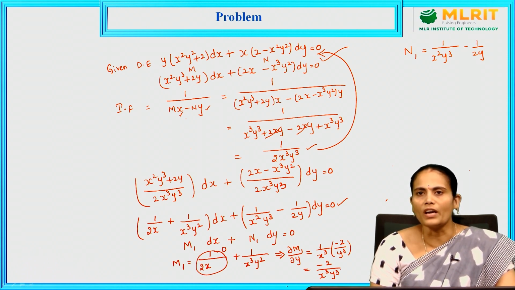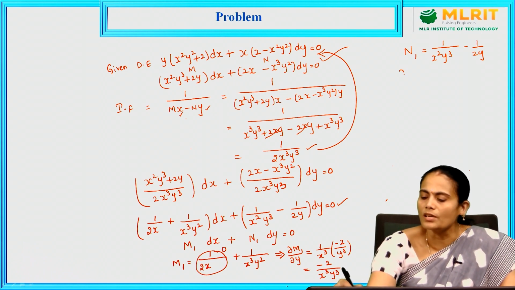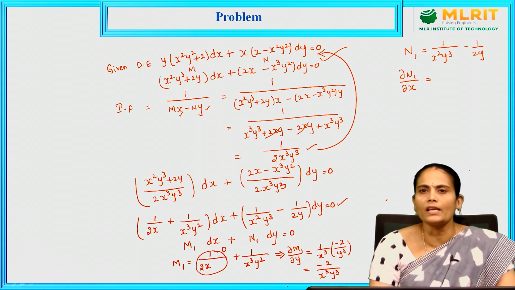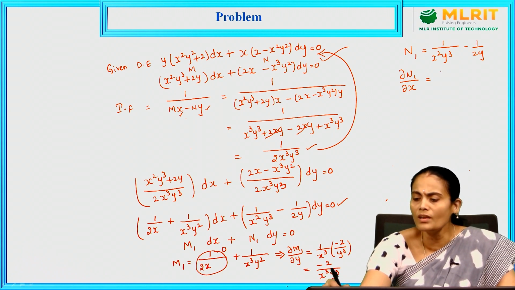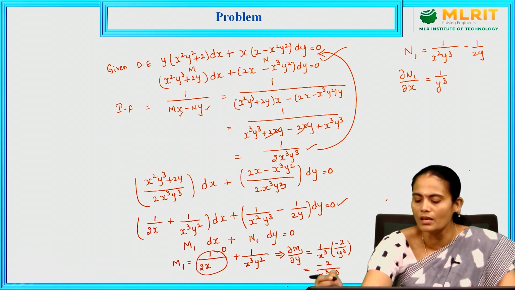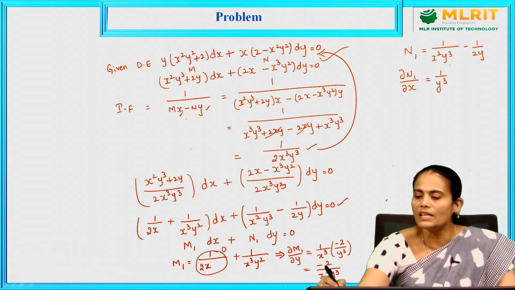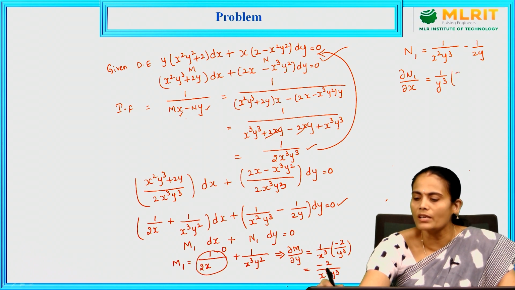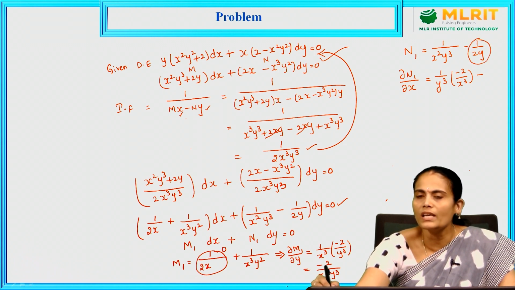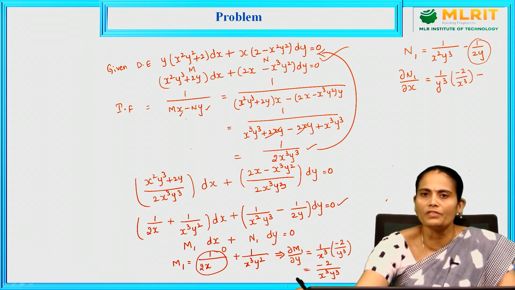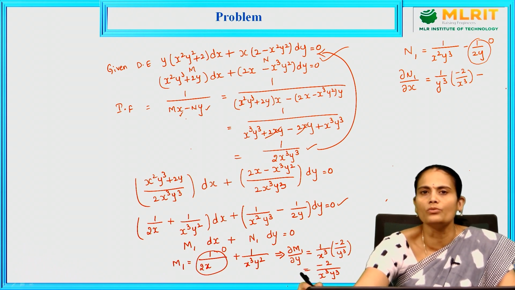And now we will find out dou N1 by dou x. So see dou N1 by dou x, differentiating partially with respect to x keeping y as a constant. Here 1 by y cube is a constant. Now the derivative of 1 by x square is minus 2 by x cube. Minus, here 1 by 2y is a constant since we are differentiating partially with respect to x, so this derivative value is 0.